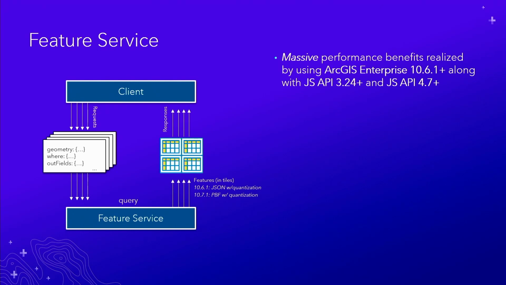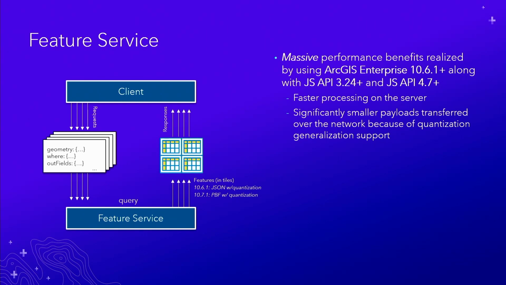What you need to understand is that it's both the server side that needs to be updated to one of these newer versions if you aren't there already, as well as your client-side application. If you're building your own web applications using the ArcGIS API for JavaScript, you need to be at a certain version. So JavaScript API 3.24 or 4.7 and higher supports this. You get the benefit of the faster processing on the server, as well as much smaller payloads being transferred over the network. That was the difference between that 40 plus megabytes worth of data versus 400 kilobytes, truly an order of magnitude difference.